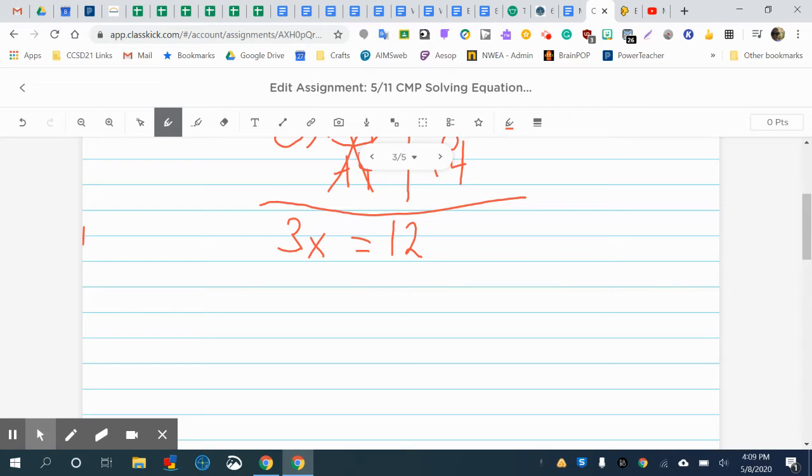If I have a number next to a letter, that means that it's being multiplied. So I have to do the opposite of multiplication. The opposite of multiplication is division. So I am going to divide by 3 on this side, which means I divide by 3 on this side, and those 3's cancel out and become a 1x. What is 12 divided by 3? 4. And that's my final answer.